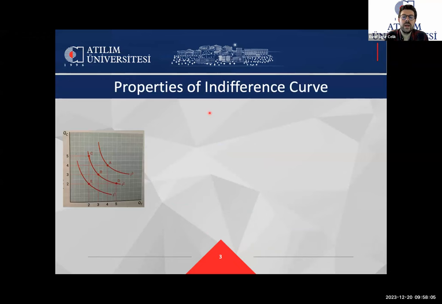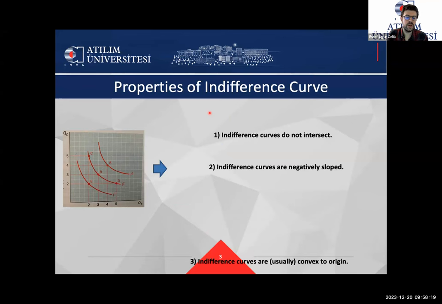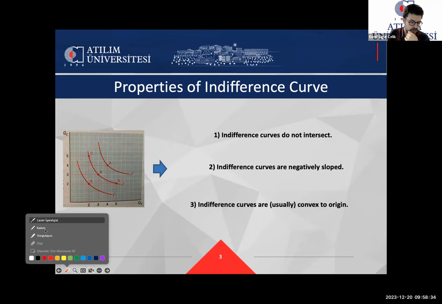Then we talked about the properties of indifference curves. Indifference curves do not intersect. Second, indifference curves are negatively sloped. And the last feature is that indifference curves are usually convex to the origin. Then we talked about their shape. These are the indifference curves.